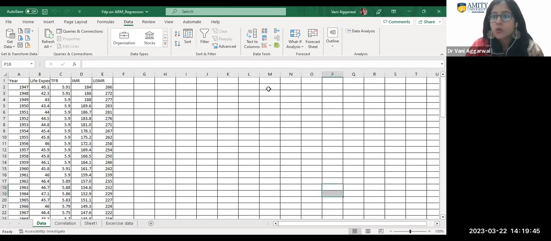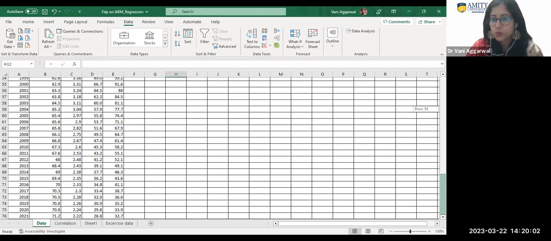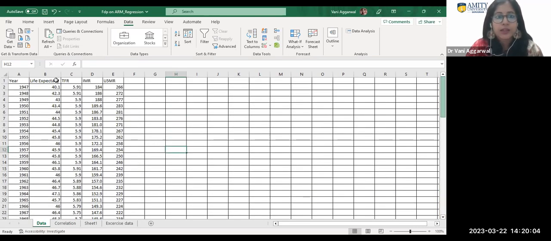Okay, so now how to calculate the descriptive statistics? For example, I want to know the descriptive statistics of this series. First I'll tell you the variables. This is year, so this data is from 1947 to 2021. Okay, this is life expectancy.